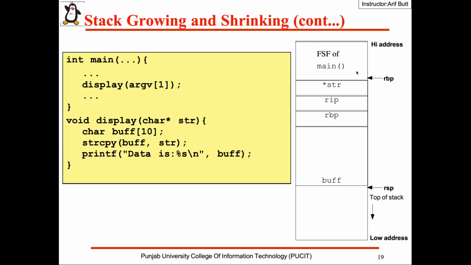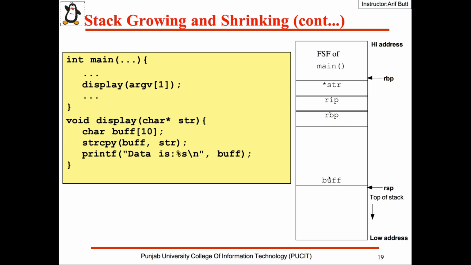Let's see the stack. This is the FSF, or function stack frame, or the activation record of the display function. First of all, these are the local arguments. This is a pointer, which is of course pointing to the string which is there in the constant pool of data. Then we have the return address. This is the address where this function will fall back to the main function. Then we have the saved RBP, that is, this address is saved over here so that we can move the RBP to this place. Then we have a buffer of 10 characters.